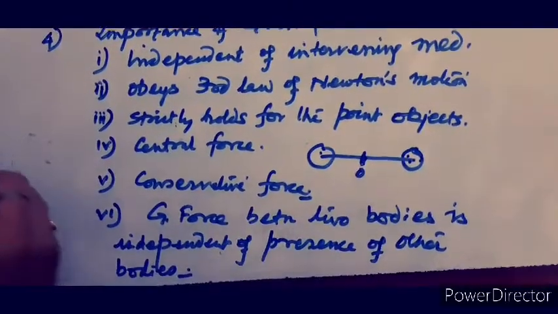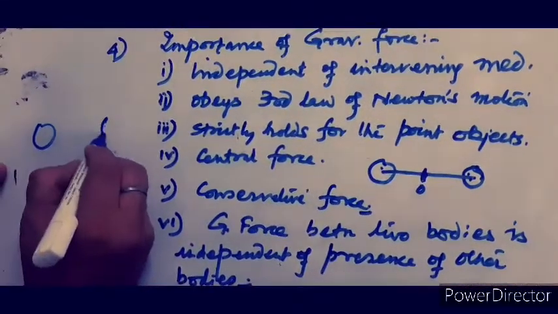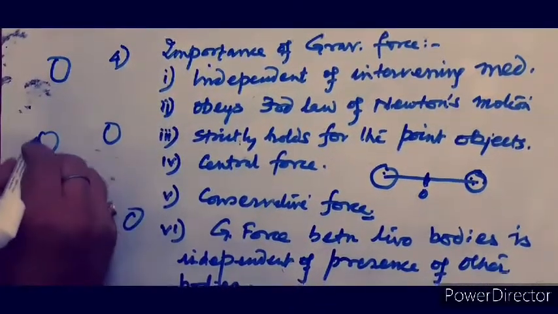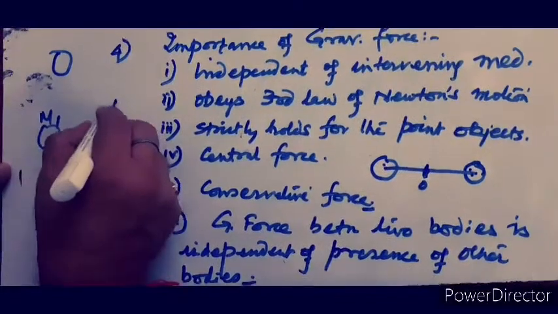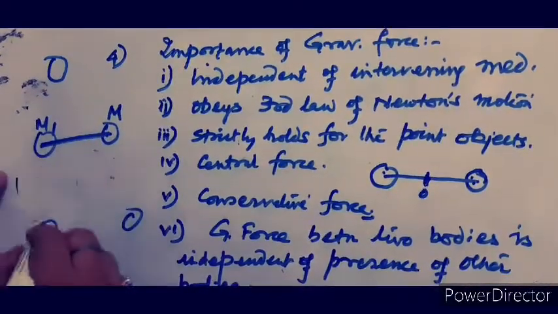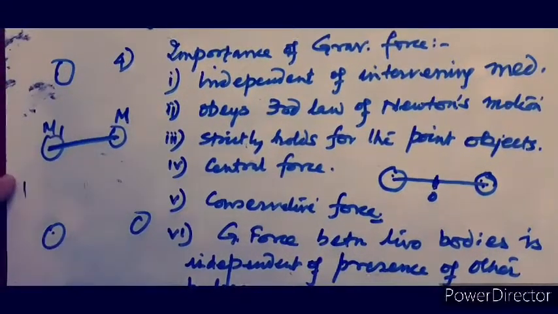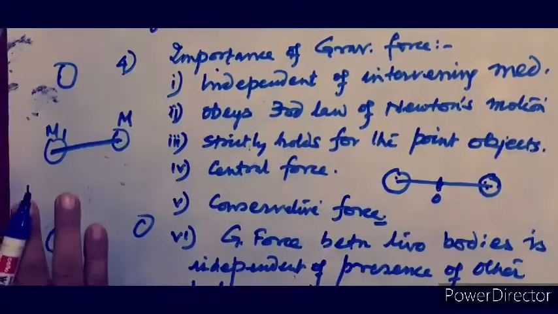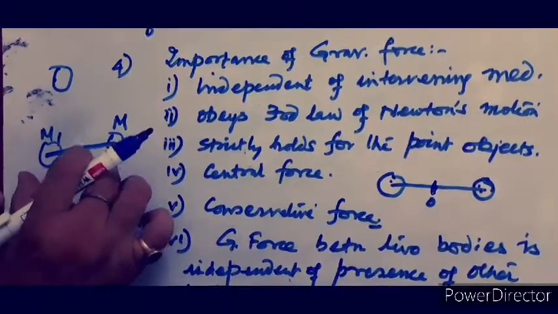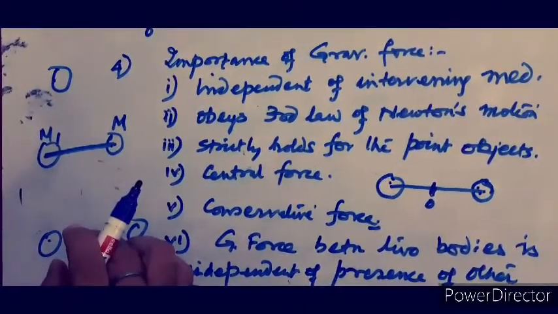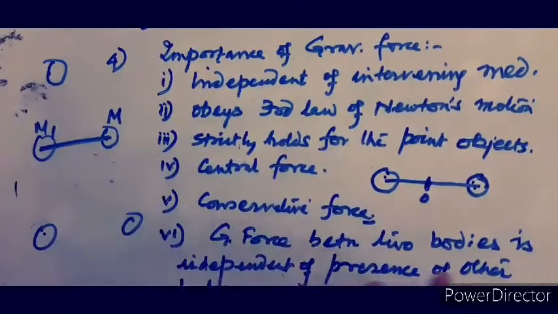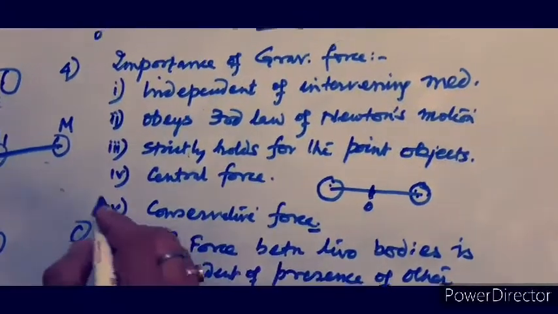Means if the gravitation force is there between the two objects and some more objects are here, but we are talking about this m1 and m2, and we are going to find out the force of gravitation between these two, then these surrounding objects do not play any role in between this. Rather, we are going to use them later on with the help of the principle of superposition. So these are the main points which you have to remember.